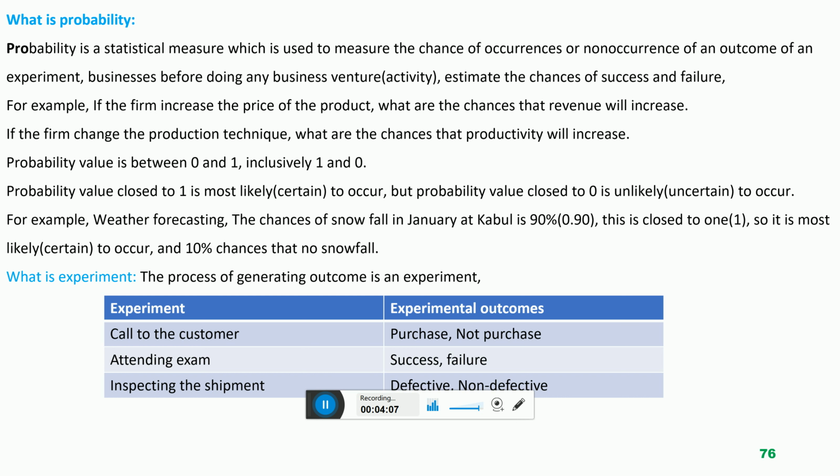For example, if the weather forecasting department forecasts that there are 90% chances that there will be snowfall in Kabul in January, so the probability value that we assign to the outcome, which is snowfall, is 90%.